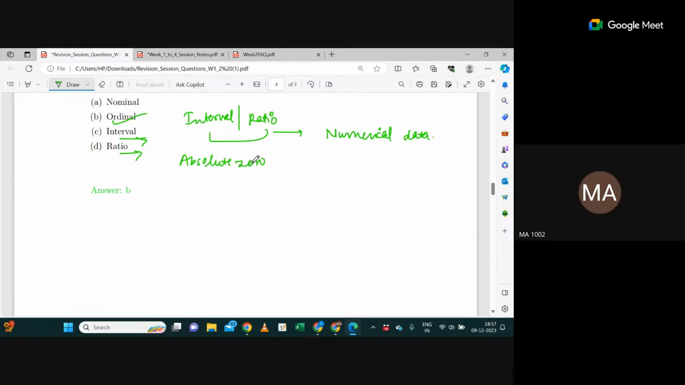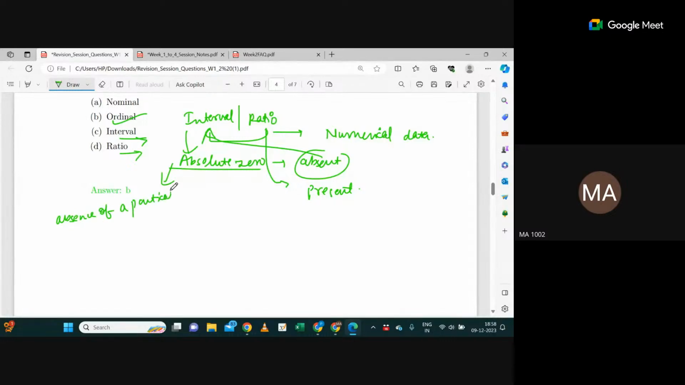So absolute zero property is not present in the interval scale of measurement, while for the ratio it's present. What do you mean by absolute zero property? Basically, the absence of a particular thing. Whenever I'm saying absolute zero, that means absence of that particular thing.